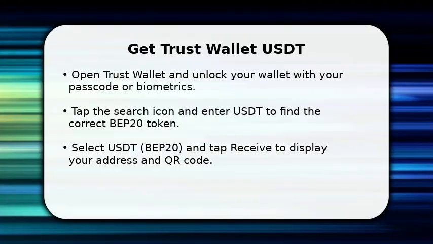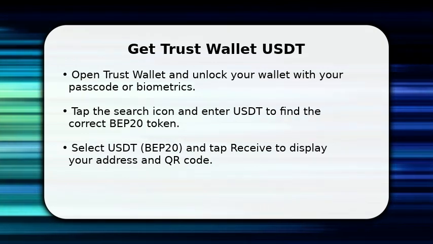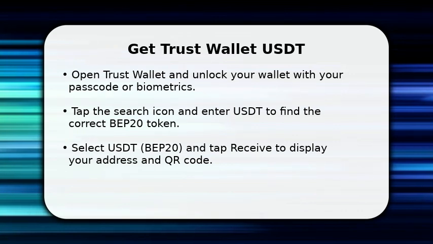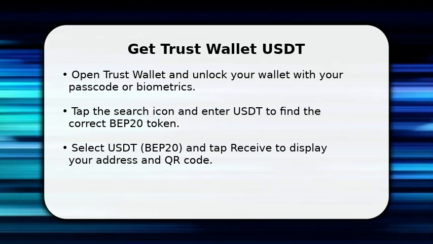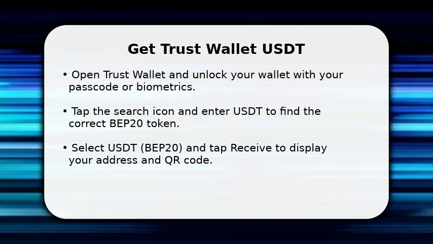Enjoy the video. In this video, I will show how to get a Trust Wallet USD BEP20 address. First, open Trust Wallet and unlock it securely. Next, use the search field to find USD and confirm it is the BEP20 version. Then tap Receive and copy the address or scan the QR code. Always double-check the address prefix for 0x and consider sending a small test amount before larger transfers.